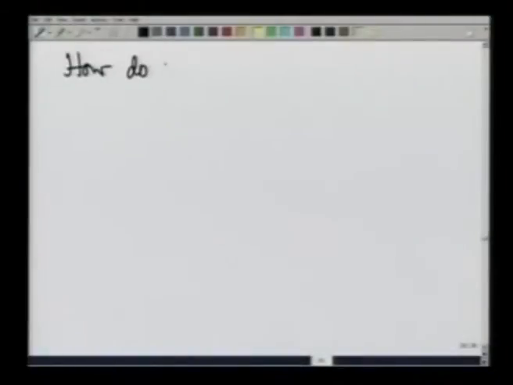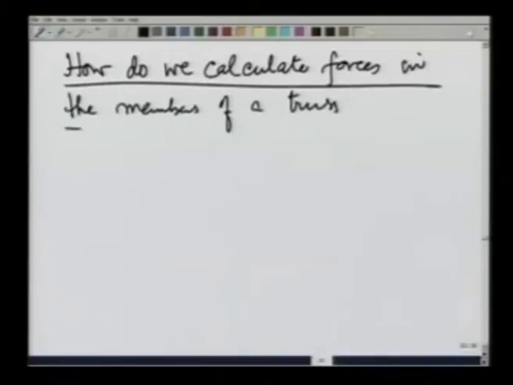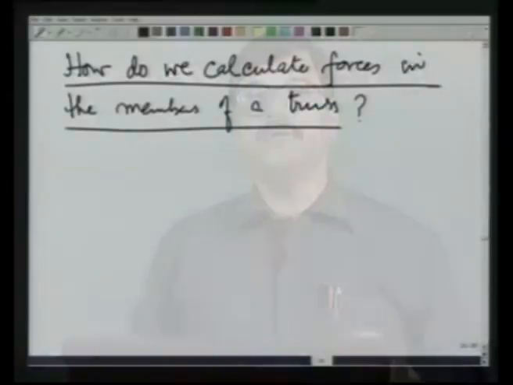How do we calculate forces in the members of a truss? We are going to restrict ourselves to plain trusses, which are the ones that I showed you, and we are going to do our analysis under certain assumptions.